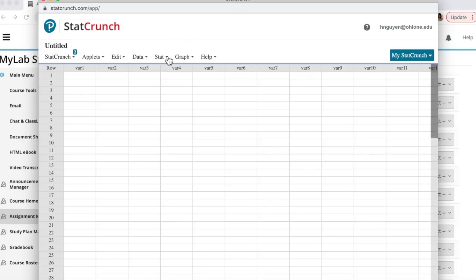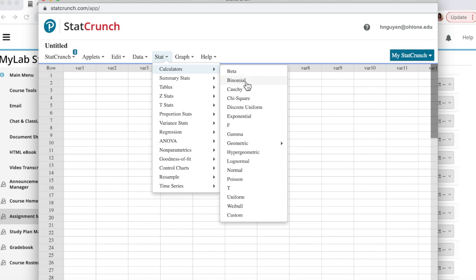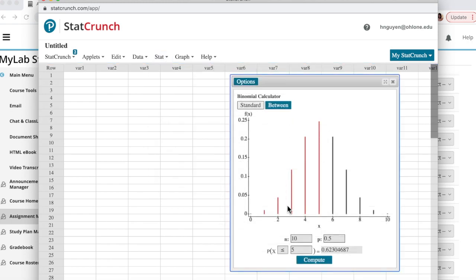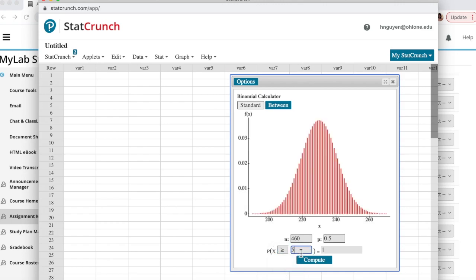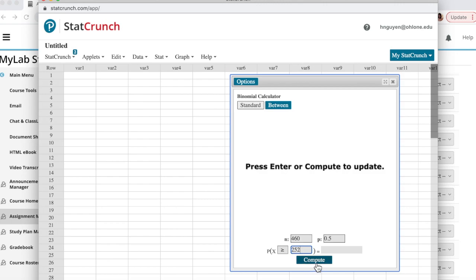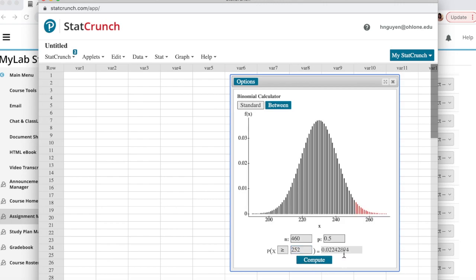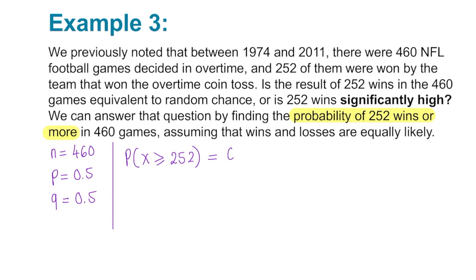From StatCrunch, click on Stat, Calculators, Binomial. In this problem, n is 460, p is 0.5. I want x to be greater than or equal to 252. Compute. This is my probability. And I get 0.0224284. There were no instructions here, so I'm going to round it to 3 significant figures.